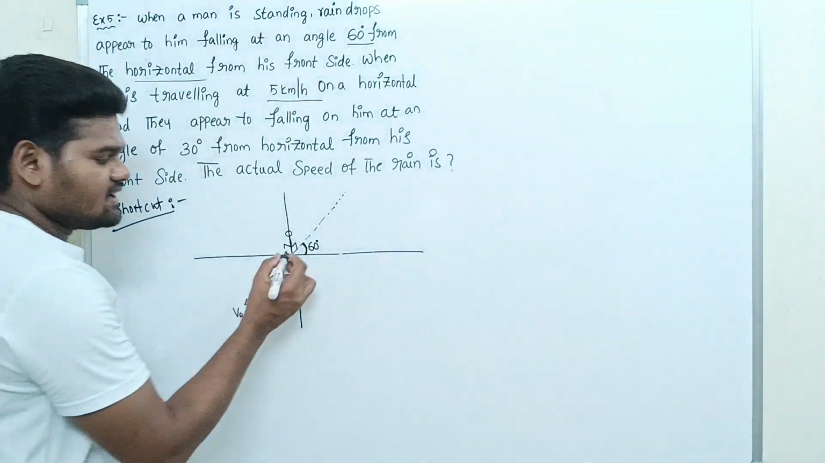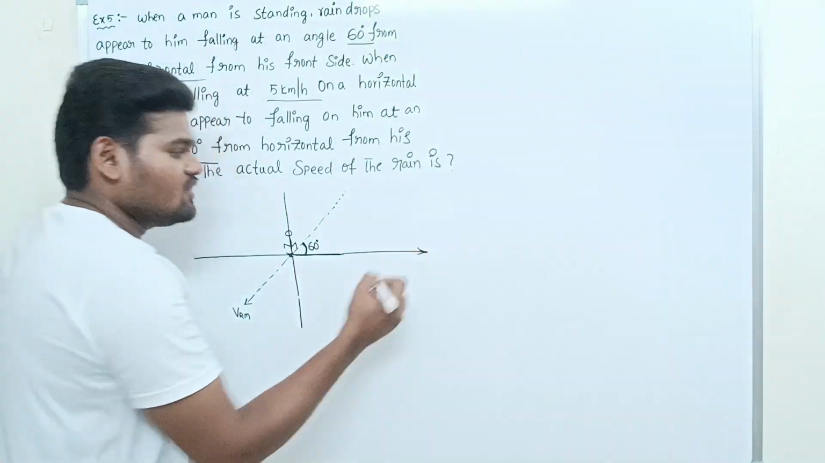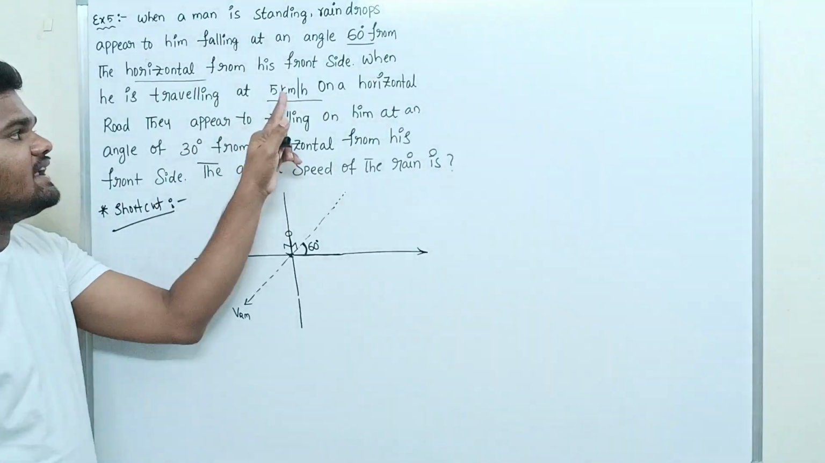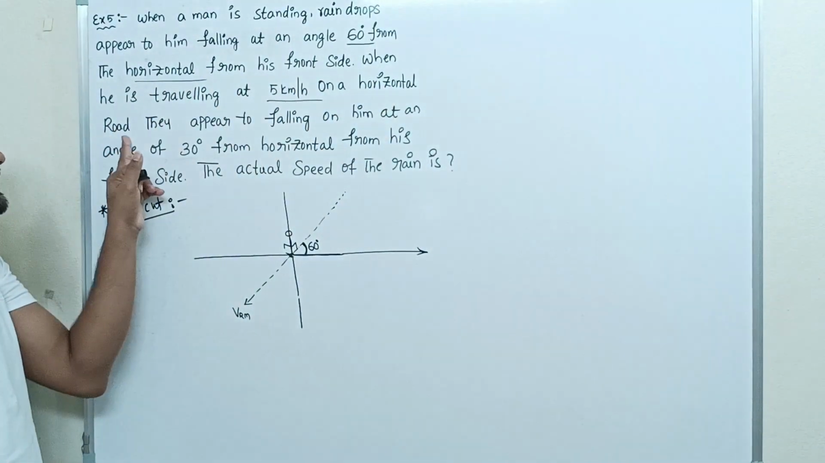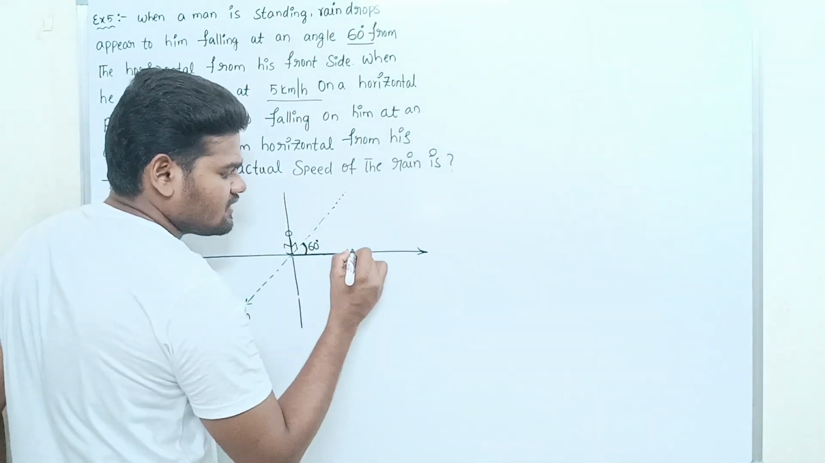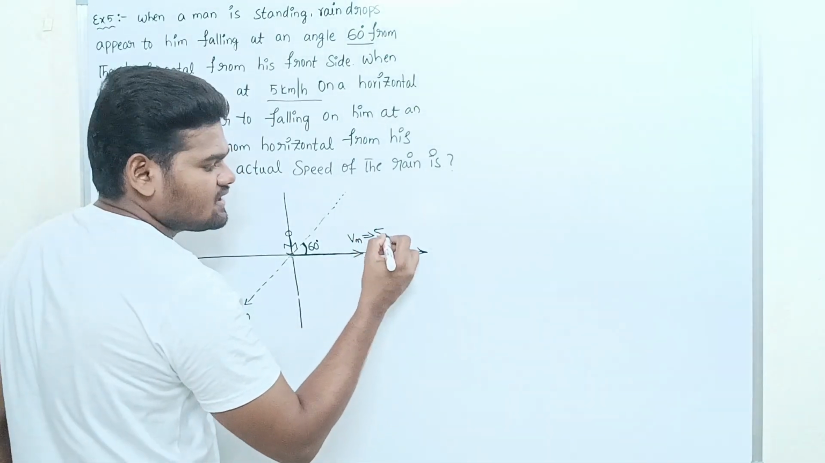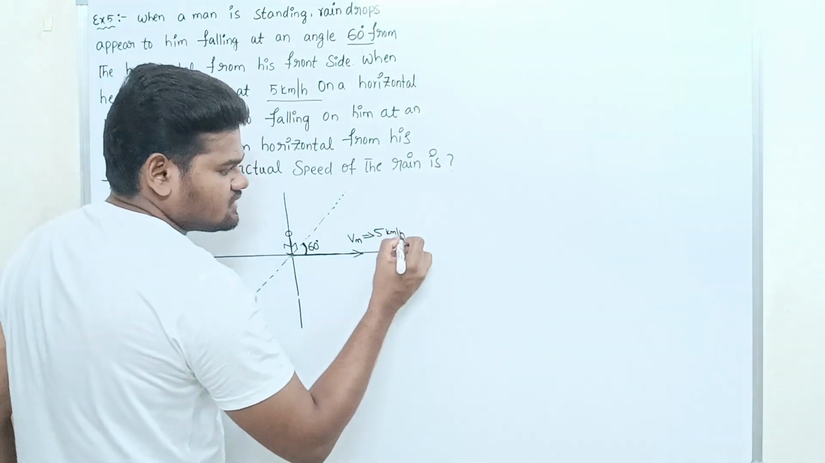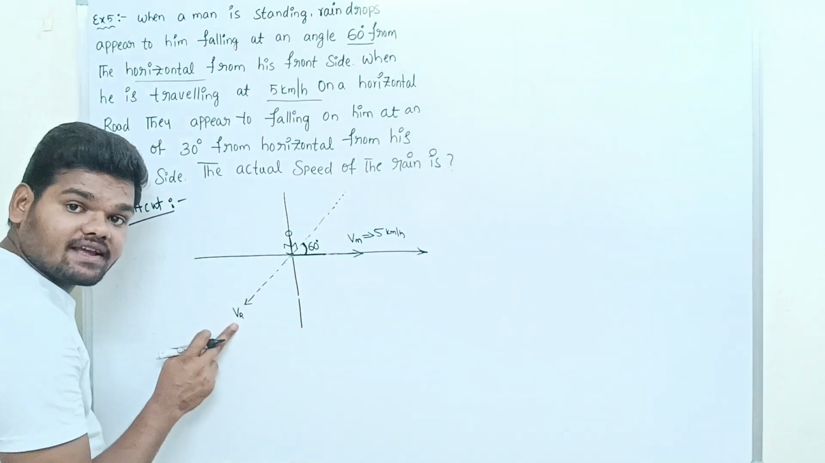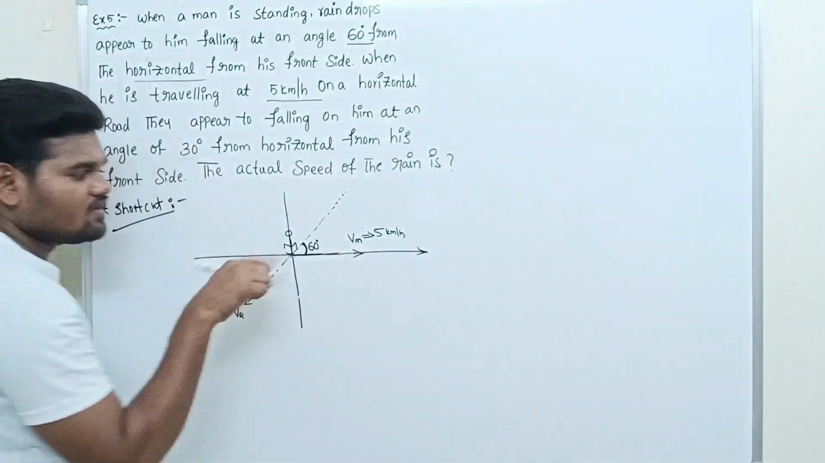So this is the velocity of rain. Initially, the rain hits him at an angle 60 degrees horizontal from his front side. Have a look, this is a horizontal line now. Okay. Now, when he is traveling at a speed 5 km per hour on a horizontal road, so now he has started moving. So velocity of man is equal to how much? 5 km per hour. So now this is the velocity of rain, and the man is moving in this direction.